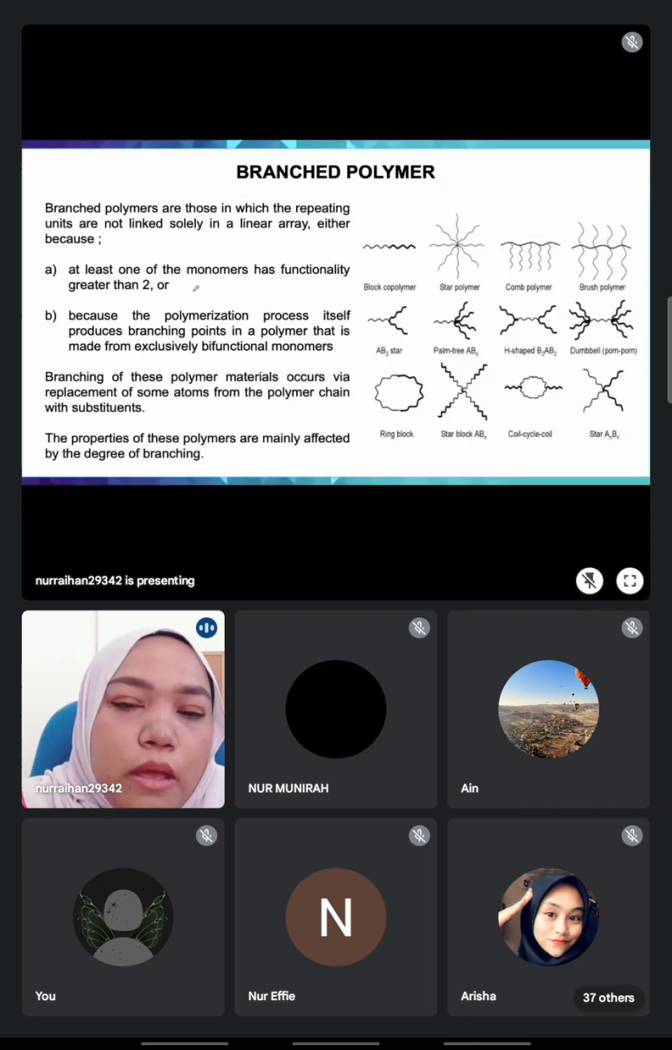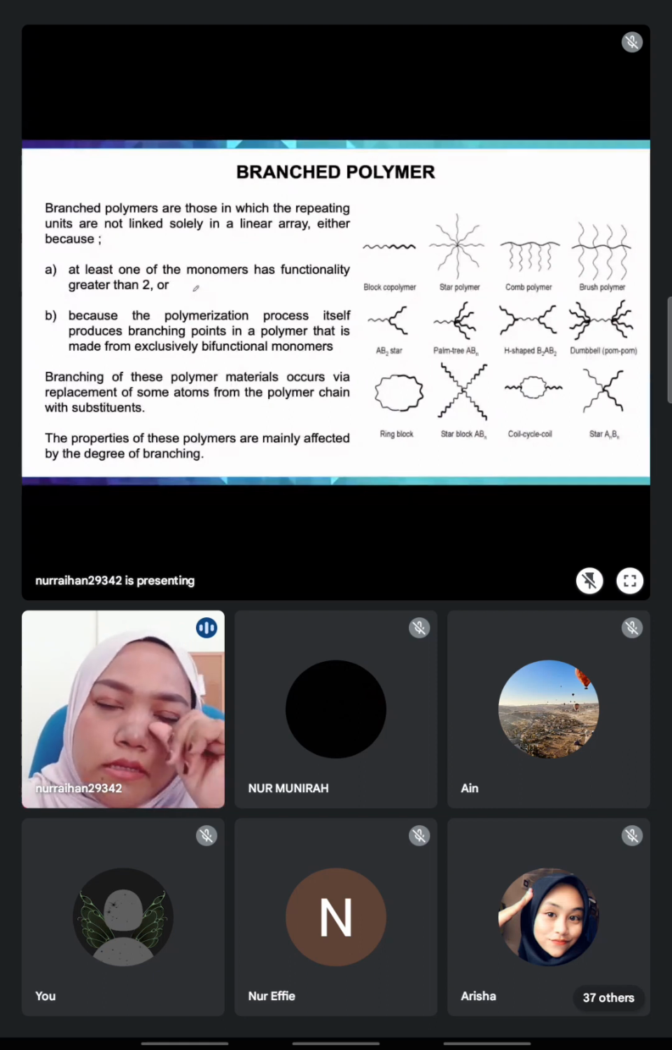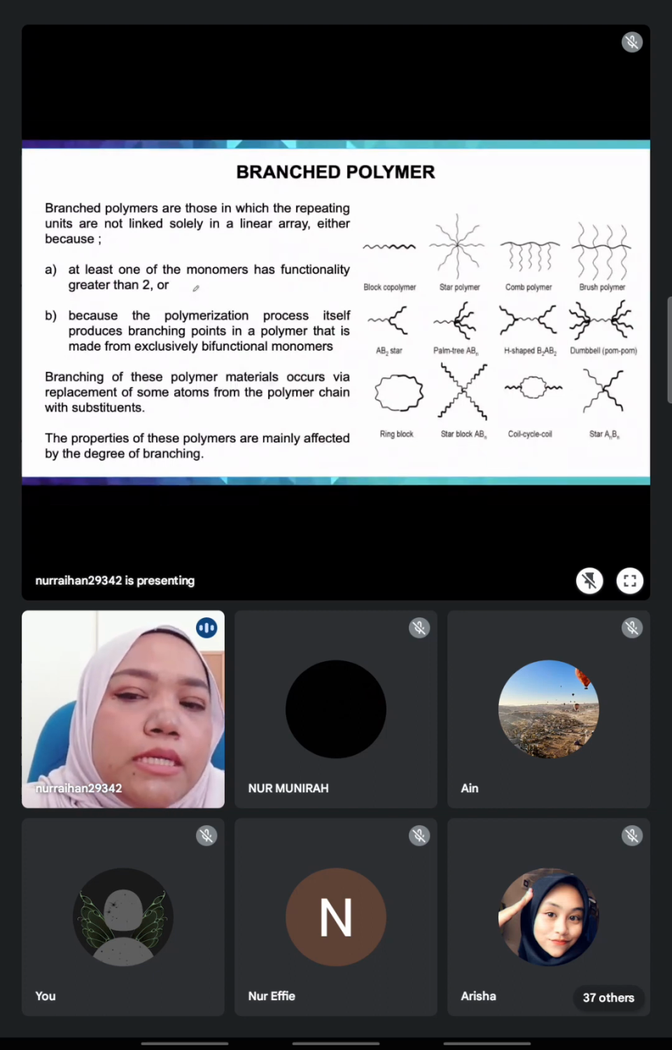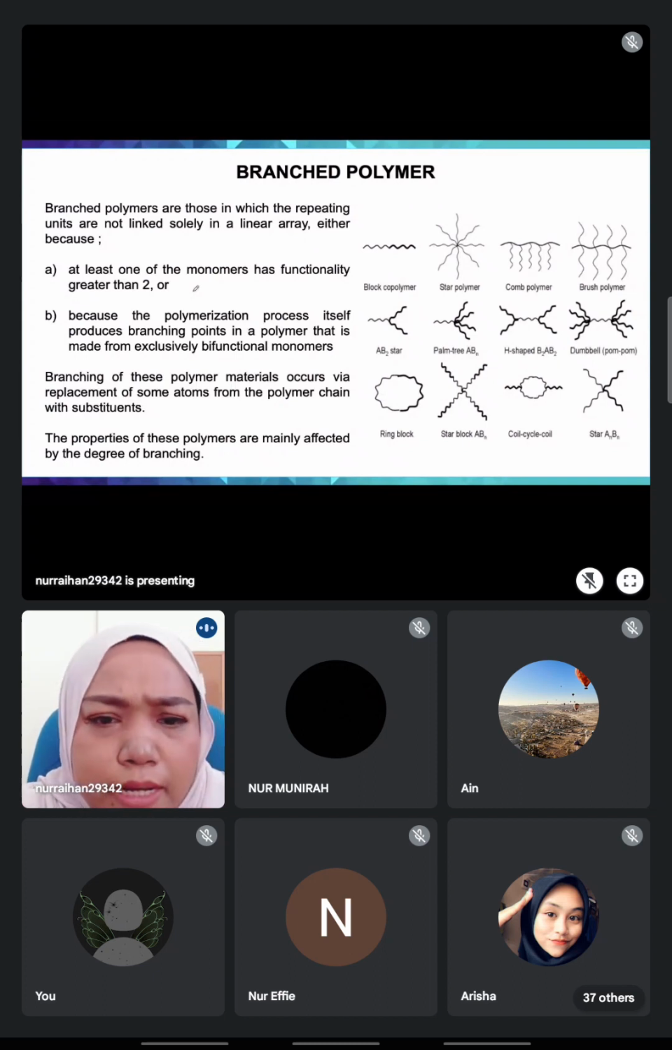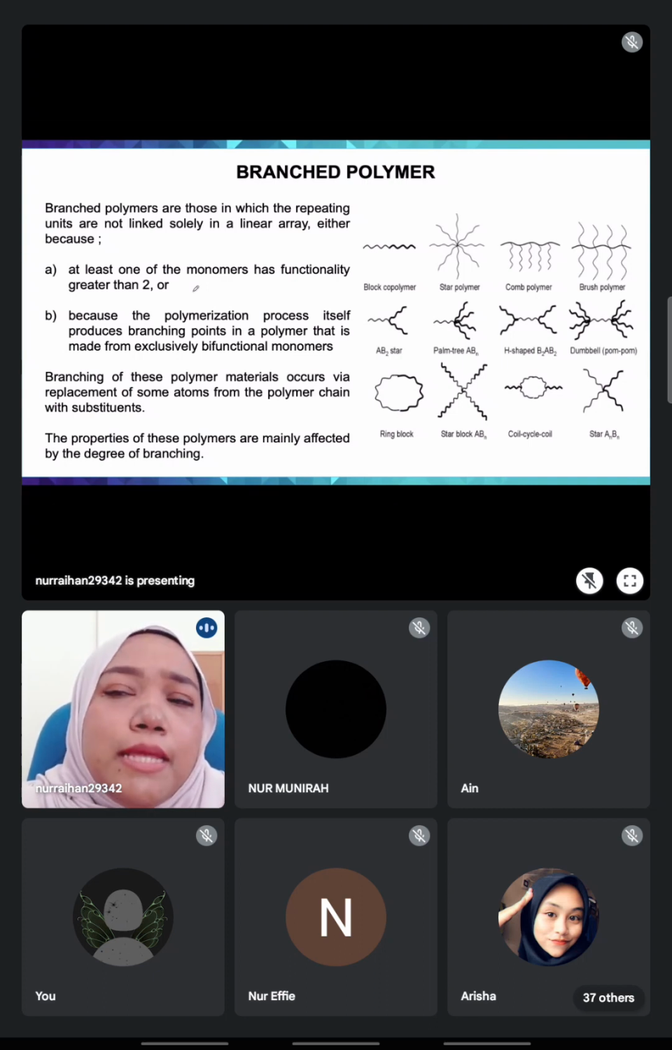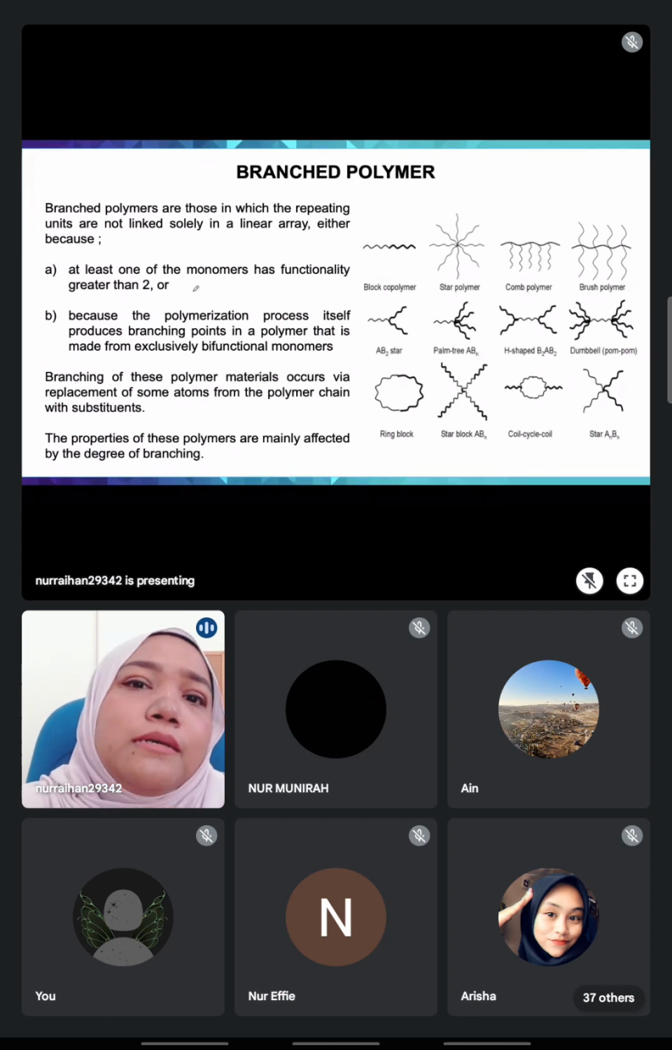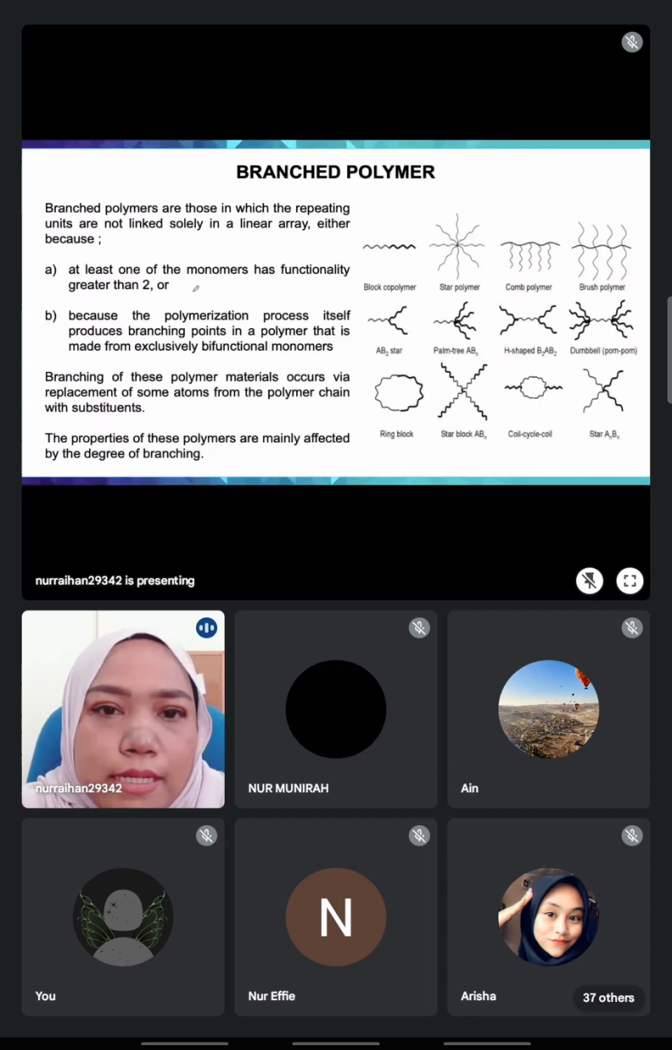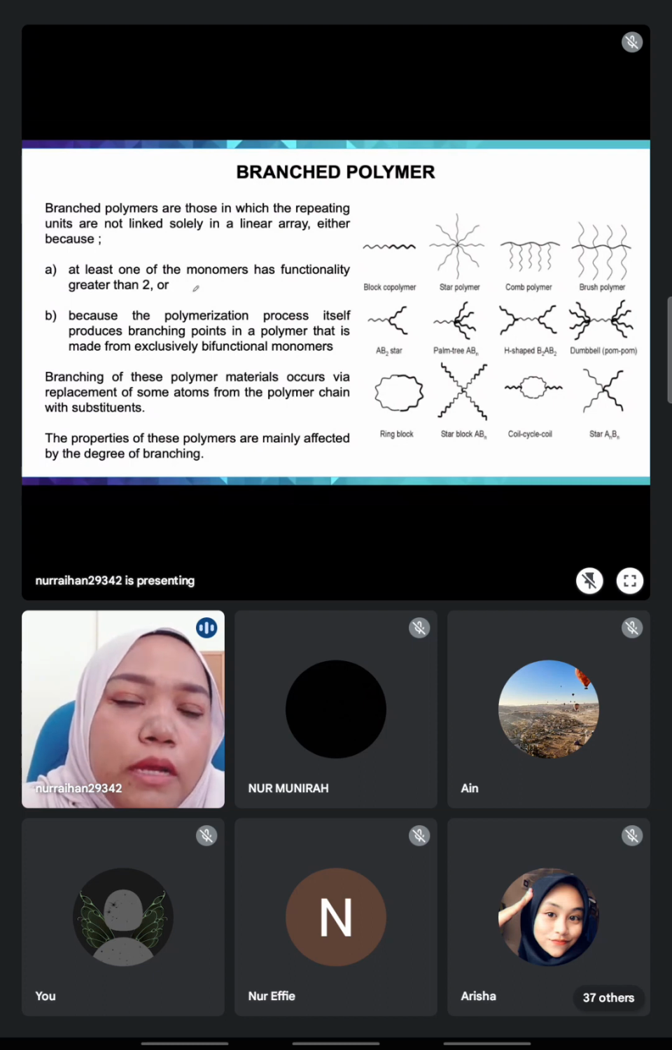Okay, in the branch polymer, the requirement for the branch polymer: first, the branch polymer can be formed when at least one of the monomers has a functionality greater than 2. Okay, benda ni saya dah terangkan masa lecture yang pertama dulu, yang mana kita terangkan pasal classification of polymer structure. So kita lihat dah sikit berkaitan dengan branch dan juga linear, crosslink dan network. So kat sini saya dah terangkan apa requirement untuk branch polymer. So first requirement dia is at least one of the monomers has a functionality greater than 2.